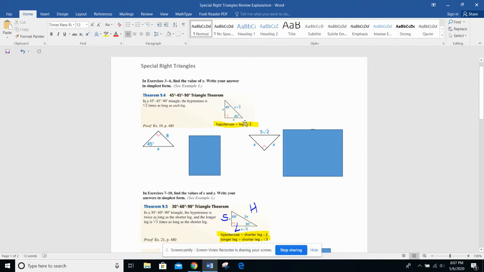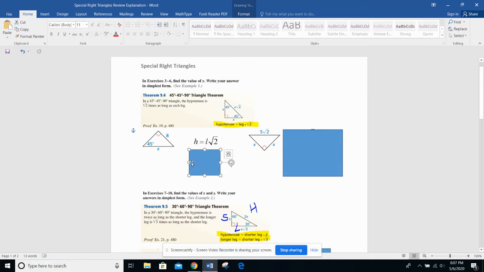You'll notice I've highlighted the formula we're going to use, where the hypotenuse equals the leg times square root of 2. On a 45-45, both legs will always be the same. The hypotenuse is the leg times square root of 2. So I start with my formula.